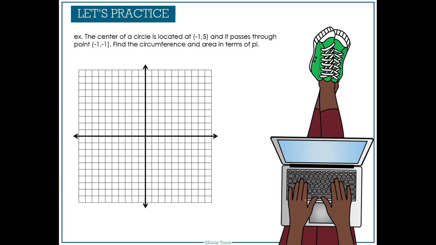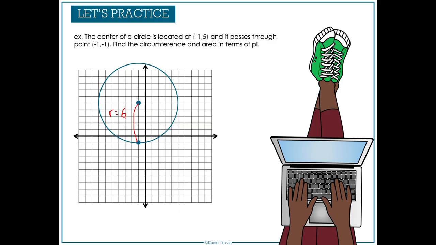All right, final one here. It gives us the center of a circle is located at -1, 5, and it passes through the point -1, -1, and they want us to find the circumference and area. So this is our center, and this is on the edge of it. That makes this nice little circle here. Now, if we want the radius for this, we know what the radius is. It's from the center to the edge, which makes this 6 for our radius.